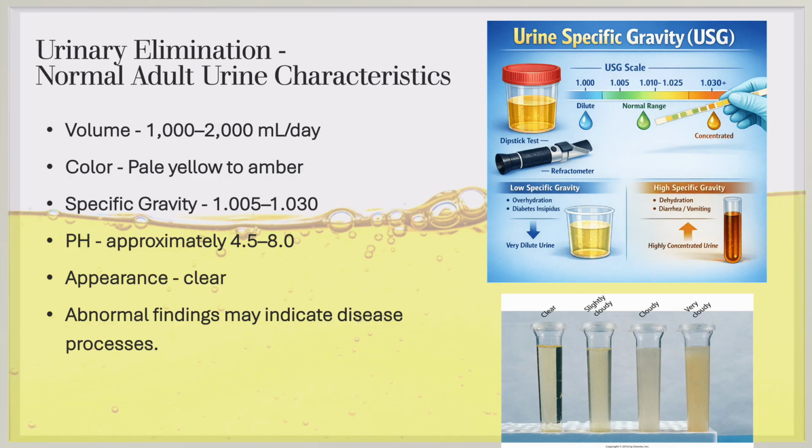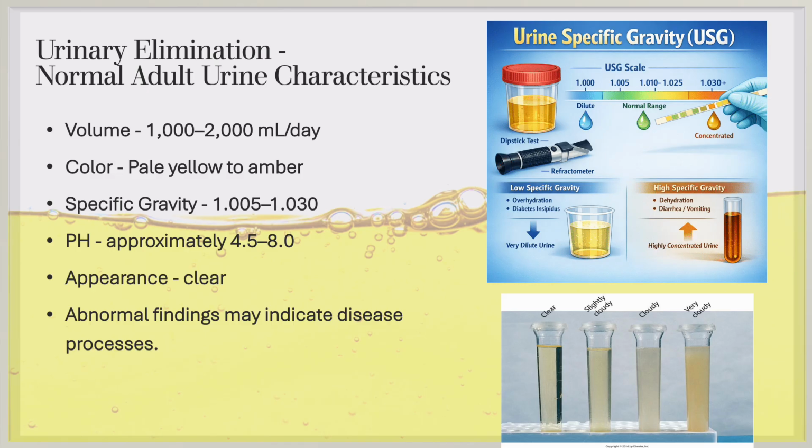Normal urine provides valuable information about kidney function and hydration status. You can tell a lot from just looking at the urine. Adults typically produce 1,000 to 2,000 milliliters of urine per day, 1 to 2 liters. The urine is normally pale yellow or amber because of the pigment urochrome.